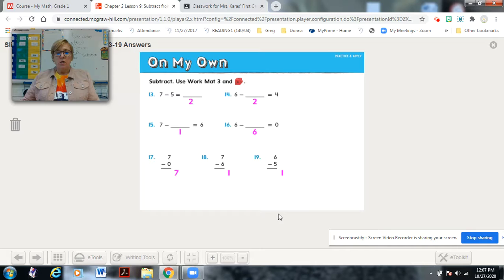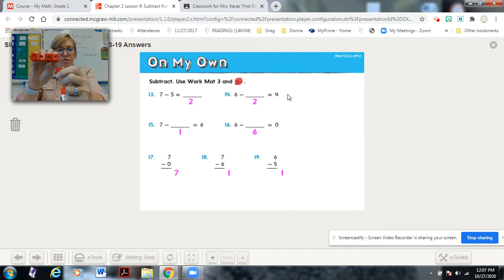Okay, so let's talk about, because I know it's been a couple of lessons since we have found the missing number, but let's look at this one. 6 minus 2 equals 4. Okay, well, here's one way you can do this. Here's 6 cubes, which I've already said before. We know that the answer, the difference, is 4. 1, 2, 3, 4. That's what was left.